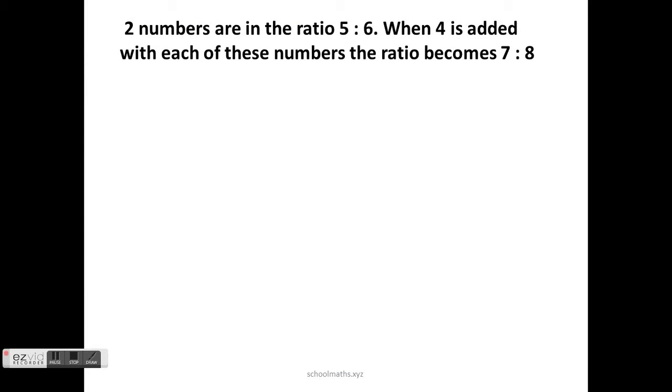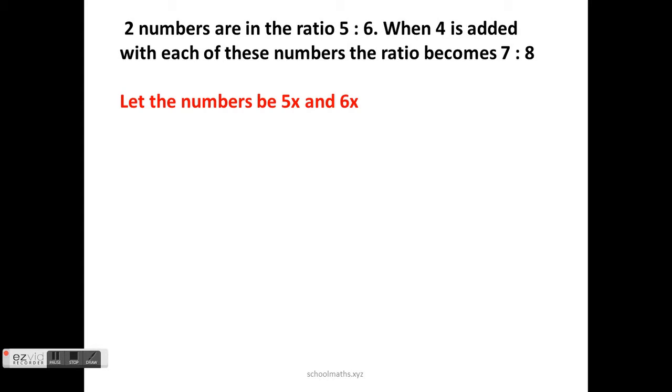Two numbers are in the ratio 5:6. When 4 is added to each of these numbers, the ratio becomes 7:8. Two numbers are in the ratio 5:6, so we can take them as 5x and 6x. So the numbers are 5x and 6x.